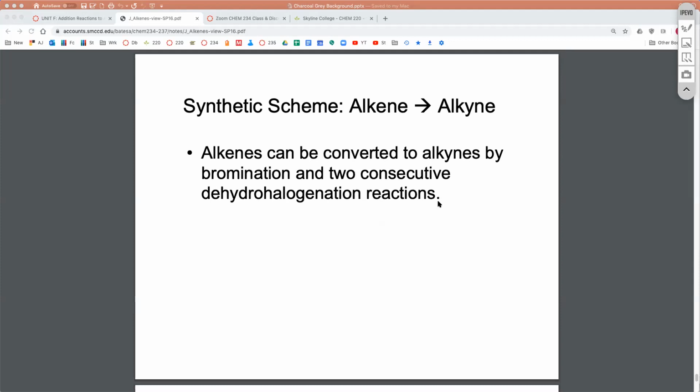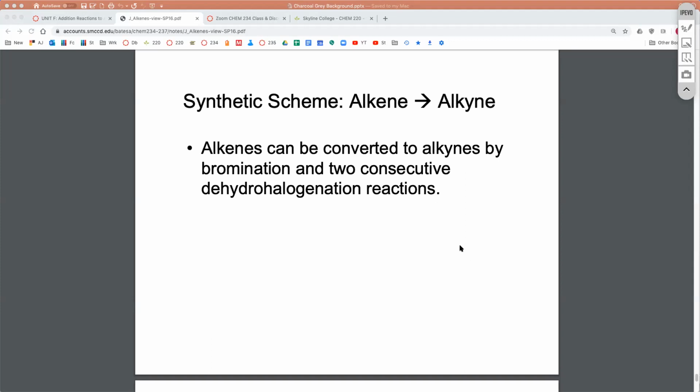So the synthetic scheme of an alkene to an alkyne is a really important set of synthetic steps. Now, the conversion of a dihalide to an alkyne is a pair of E2 eliminations, and that relates to the E2 eliminations. And so it's precisely like that. But because often we do need to convert an alkene to an alkyne in various organic syntheses, I do want to show you the process that would be involved here.